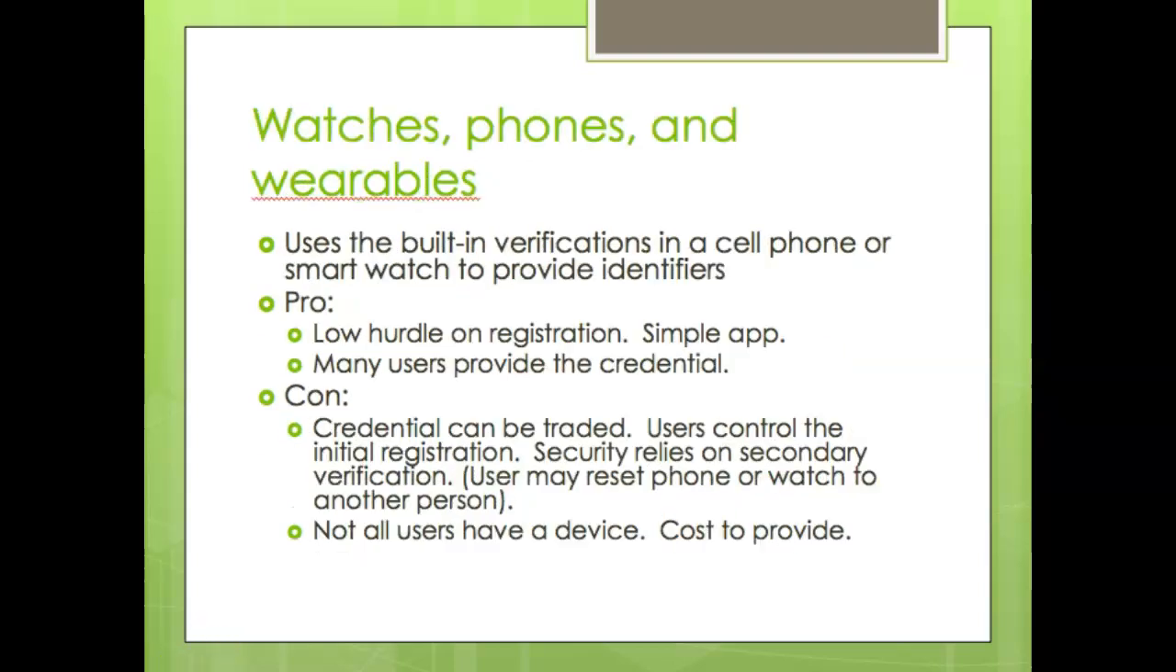So we all carry a phone, and most of us have some kind of a smartwatch, a Fitbit, an Apple Watch, something like that. Not all of us, but many of us. But we all carry a phone, and the wearables essentially are just some variation on that watch. They use the built-in verifications in the cell phone or smartwatch to provide an identifier, right? Very low hurdle on registration because they're simple apps. And in many cases, you can take a tag off of the app on the phone itself.